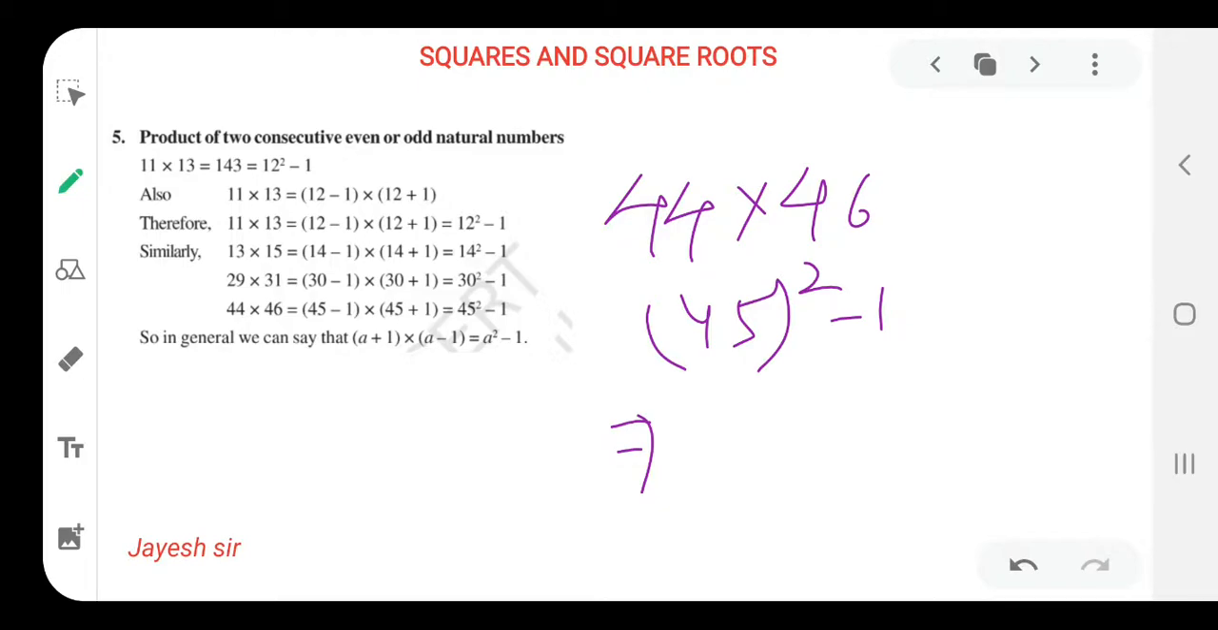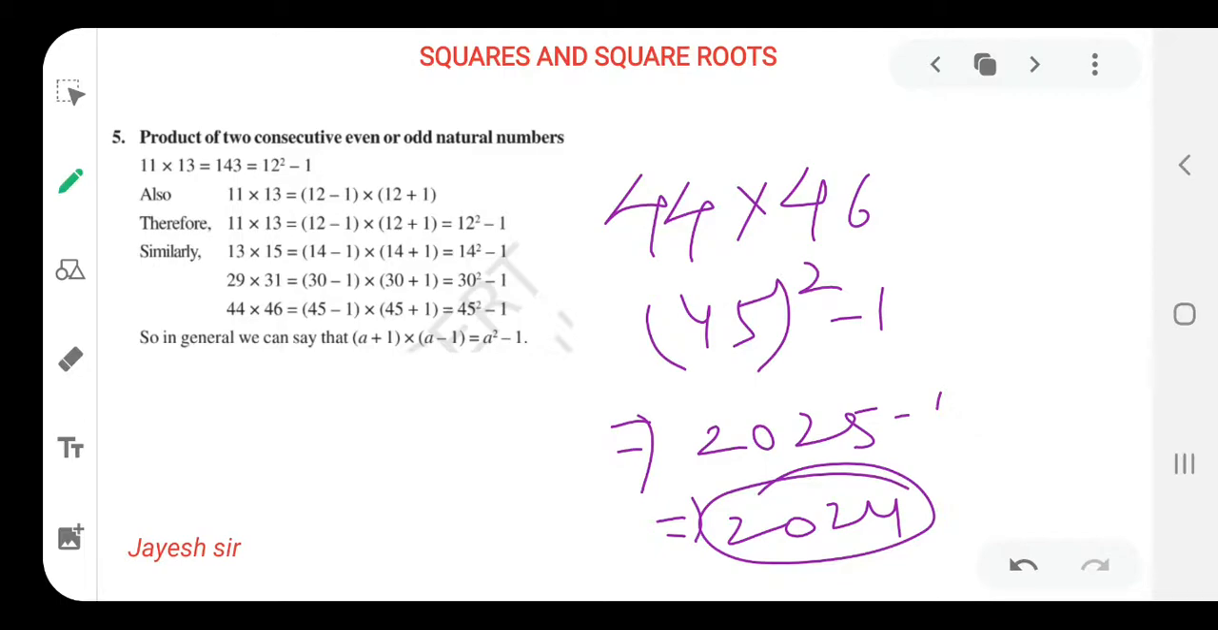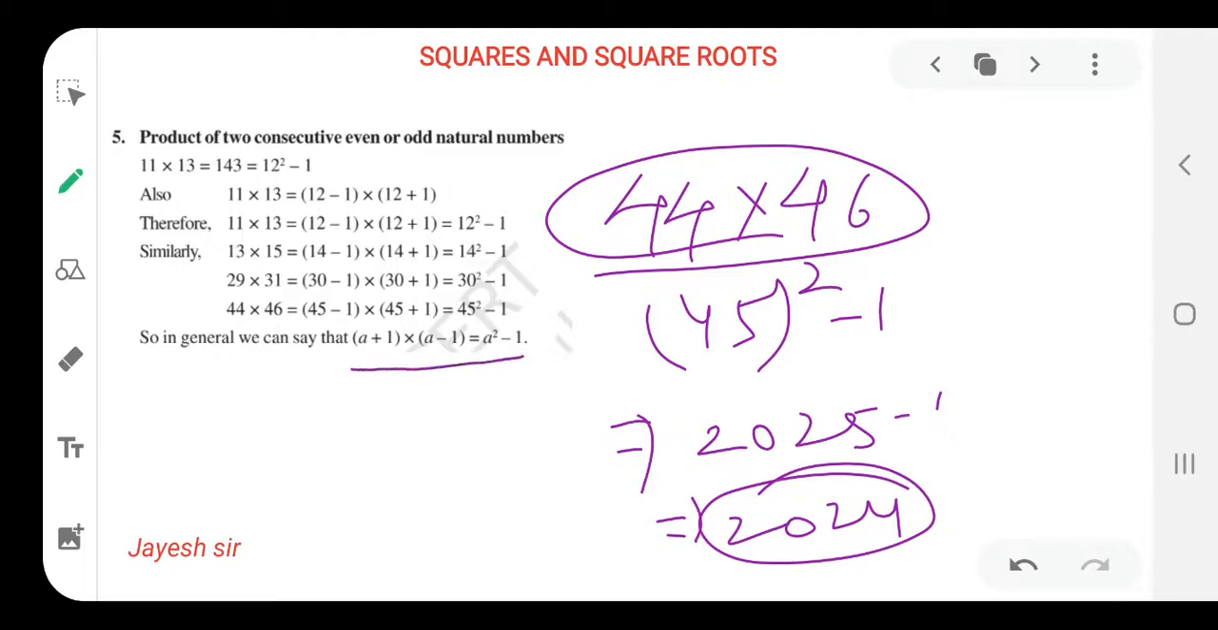45 square: 4 into 5 is 20, that means 2025. Minus 1 will result in 2024. So this would be the answer. You can check by multiplying these two numbers. You will get this answer only. So in general, we can say this thing is to be written over here: (a plus 1) into (a minus 1) will result in a square minus 1. We are using just that rule.